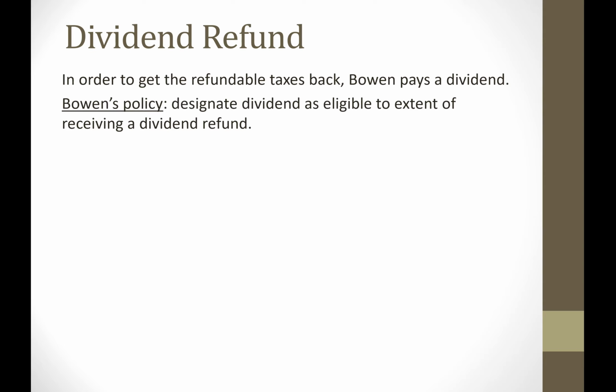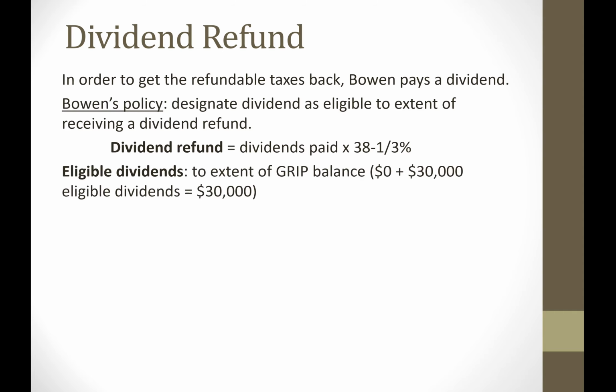Now, eligible dividends can only be designated to the extent of the company's GRIP balance. Once again, here on the slide is a quick reminder of how we calculate the dividend refund, which is the dividends paid times 38 1/3%. Getting back to it, dividends can only be designated as eligible to the extent of a company's GRIP balance, general rate income pool.